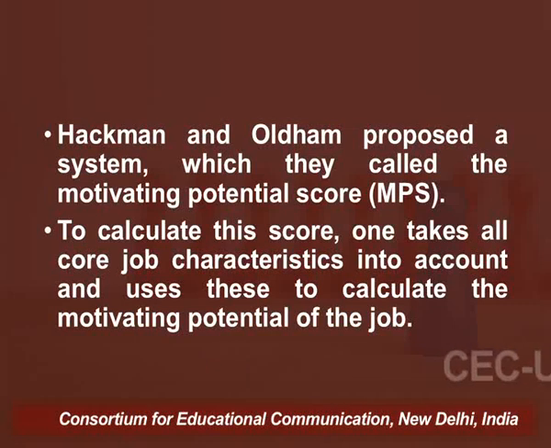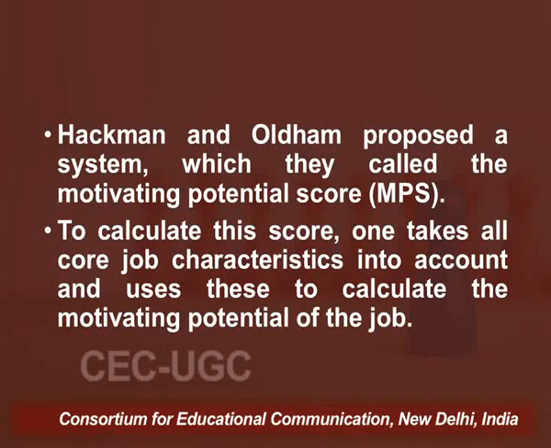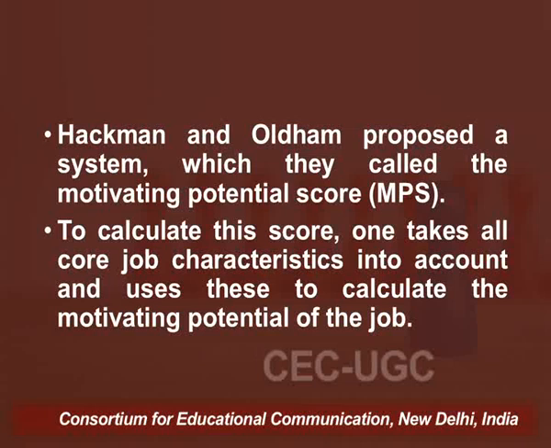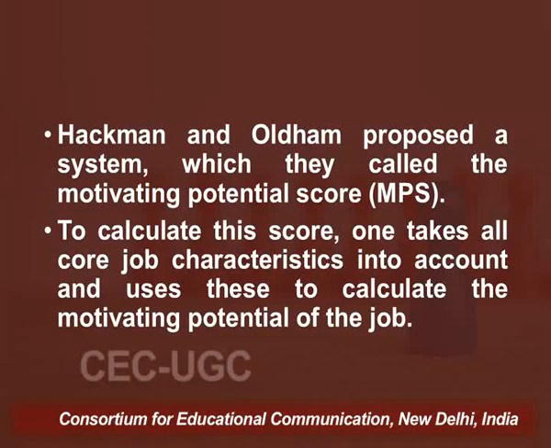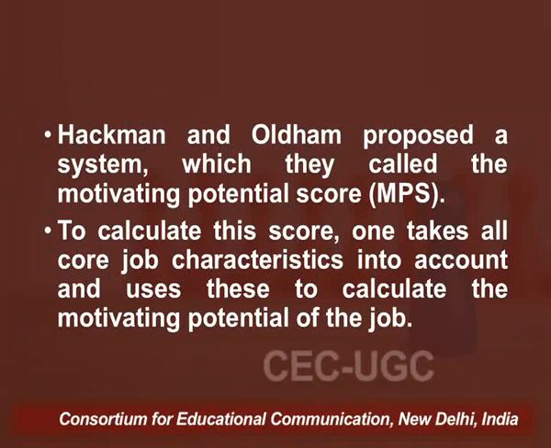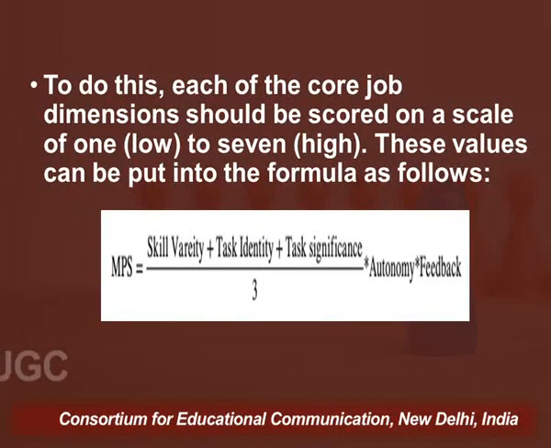MPS. So to calculate this score, one takes all the core job characteristics into account. So the 5 core job characteristics that we learned just now, they are taken into account and used to calculate the motivating potential of the job, or we calculate the MPS. To do this, each of the core job dimensions should be scored on a scale of 1 to 7, where 1 is the low score and 7 is the high. So these values can be put into the formula as follows.